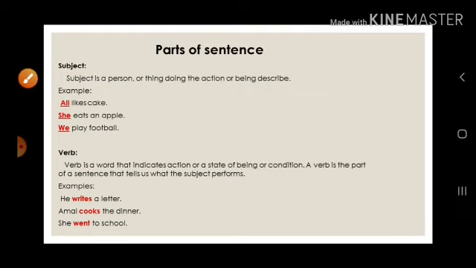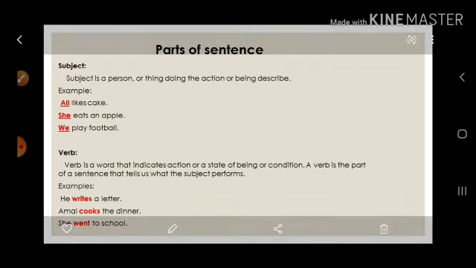Subject is a person or thing doing the action or being described. For an example, Ali, this is a subject. She, we.